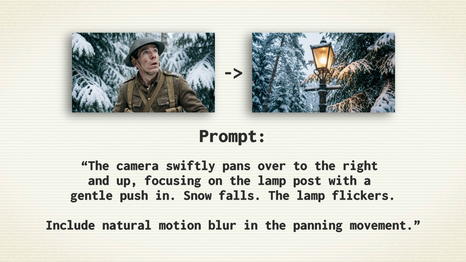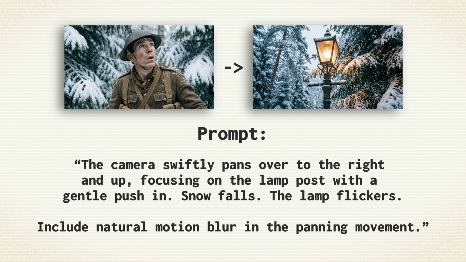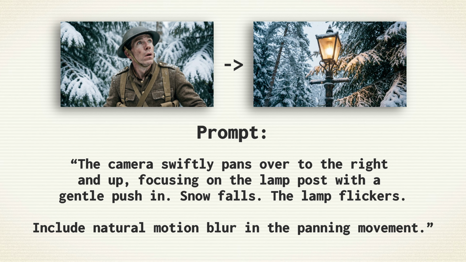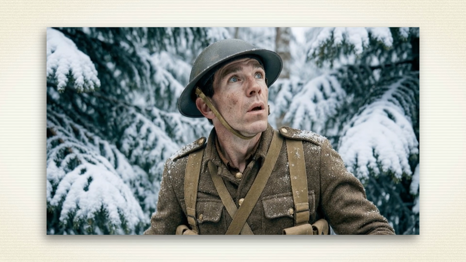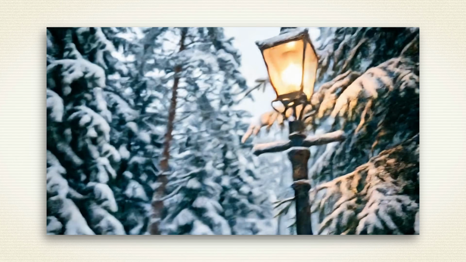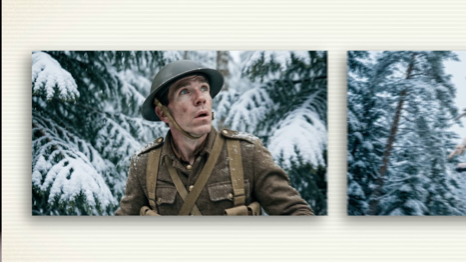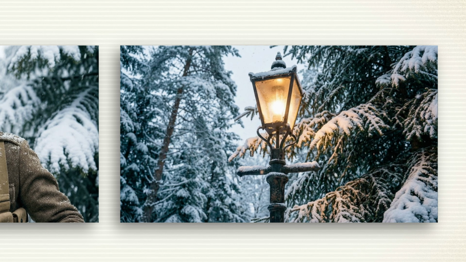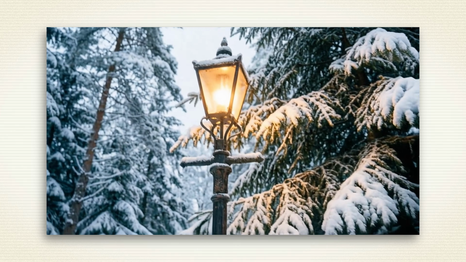All I input was the camera swiftly pans over to the right and up, focusing on the lamppost with a gentle push in. Snow falls, the lamp flickers. Include natural motion blur in the panning movement. That's it. But the reason that this works is because I generated 2 images that don't break sightline. The soldier is looking up and to the right in this shot, so I had to make sure that I generated a low angle view of the lamppost and made the camera move up and to the right. If I had it go up and to the left, the whole thing would break.